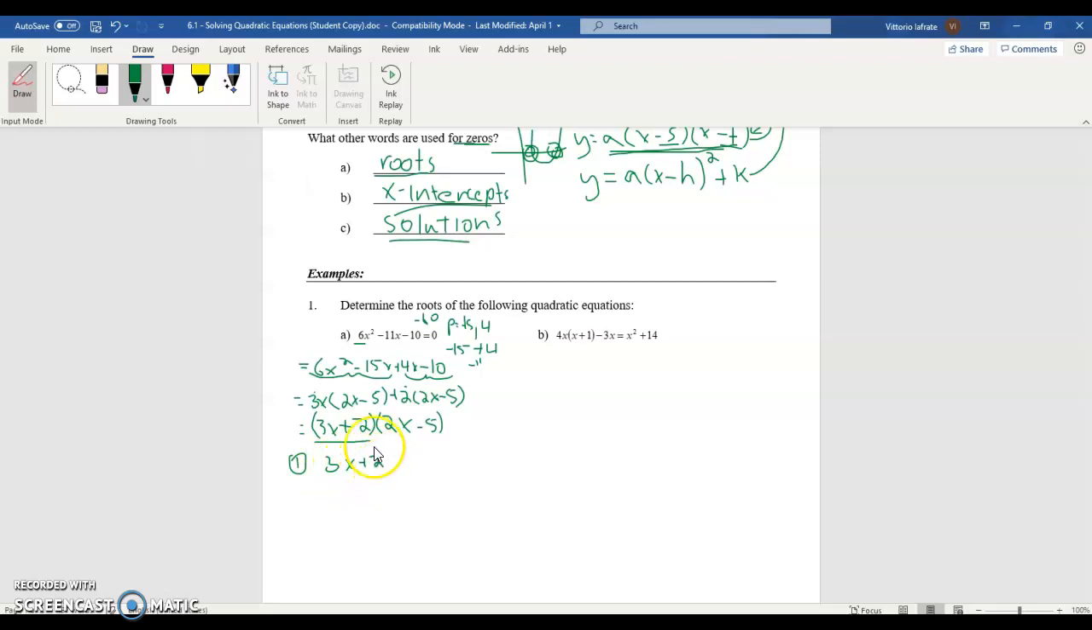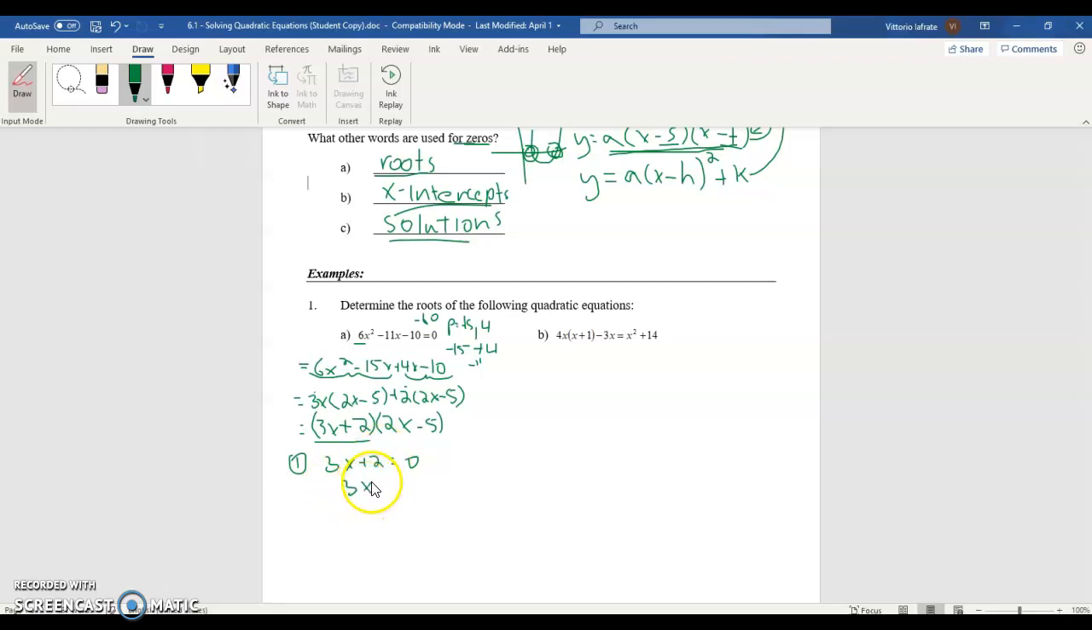And the reason we're setting that one equal to 0 is because zeros occur when the entire equation is equal to 0. So if this equals 0 times whatever this is, that'll give you 0 overall. 0 times a number is going to be 0. So 3x plus 2 is equal to 0. We can solve just by solving a regular equation. So we can just isolate the variable.